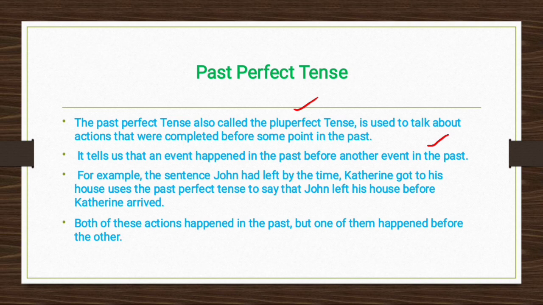The sentence "John had left by the time Catherine got to his house" uses the past perfect tense to say that John left his house before Catherine arrived. Means John just left that house before Catherine arrived, and both of these actions happened in the past. Both actions happened in the past, but one of them happened before the other, means a slight difference is there.